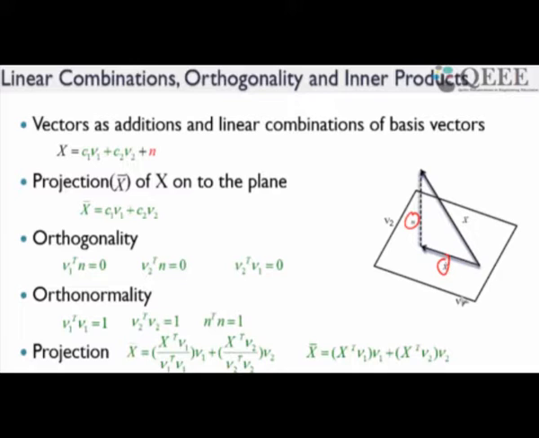But since x hat falls in the plane formed by v1 and v2, I can write x hat as a linear combination of v1 and v2. Now if this is coming from outside, it is an orthogonal projection, and this x hat is called the projection of this vector onto this space. That projection is easily calculated using this formula, where x hat is given by the projection onto v1 and the projection onto v2 multiplied by the vector directions themselves.